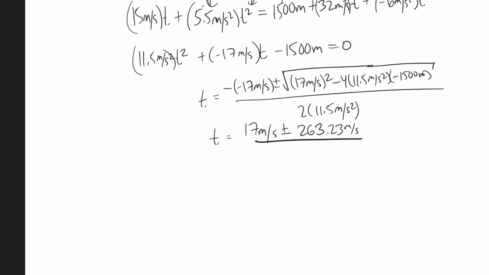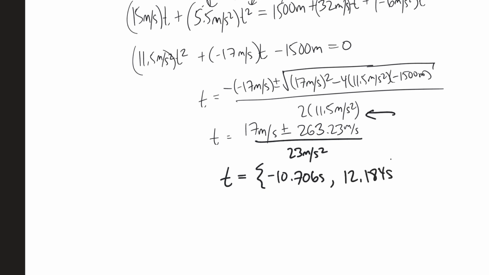Okay, and then I'm going to divide that by 23 meters per second squared. I can't tell you how many times I solved this, where for some reason I did 2 times 11.5 and I put 33. And I was beating my head against it. Anyway, so this will give us 2 solutions, negative 10.706 seconds and 12.184 seconds. And since I started this whole problem at t equals 0, therefore this is the answer for the time.